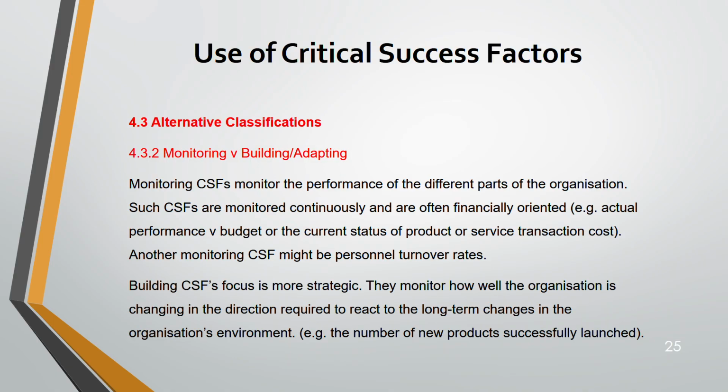Next category is building. This is more strategic. They monitor how well the organization is changing in the direction that is required to react to long-term changes in the environment. For example, because the environment changed, they are more towards sustainability. You have to come up with new products that are actually more green, I would say. So you are building the critical success factor by coming up with new products because the environment changed. That is known as building critical success factor. It was not there, now you are building it based on the changes in the environment.